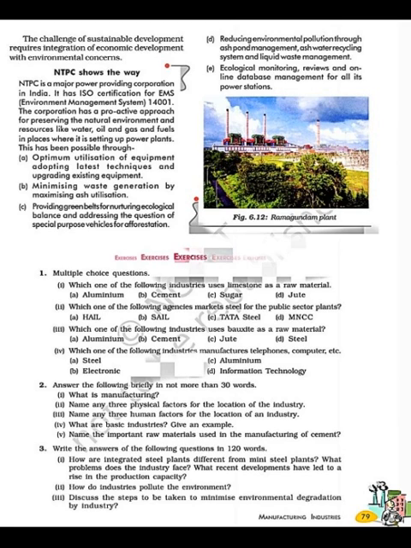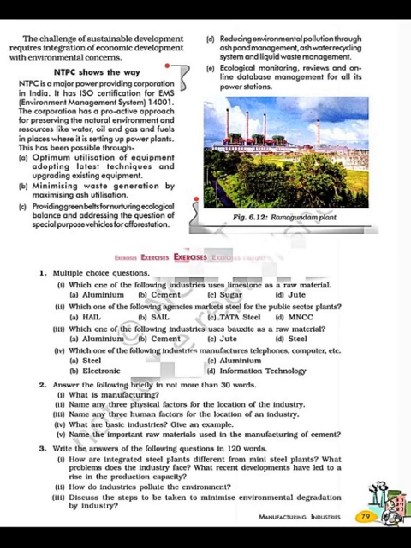So next is providing green belts for nurturing or protecting ecological balance. That is going for afforestation. So NTPC is going for afforestation. More and more trees they are planting near their plants. So NTPC is adopting afforestation as their special purpose vehicle for creating the green belts.